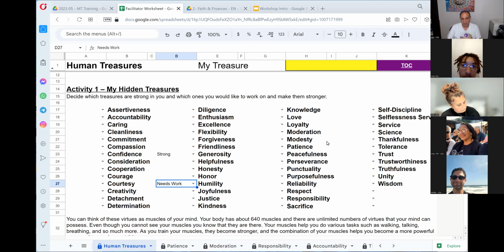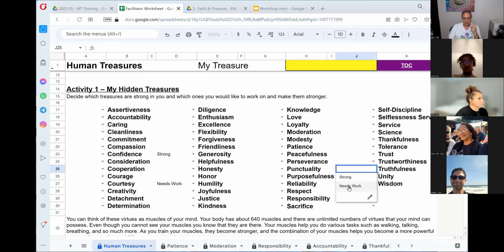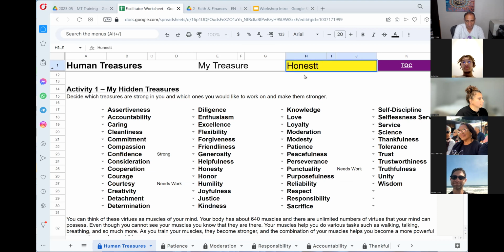So you can select as many as you want, as few as you want, but at least select 3 in each category, 3 strong ones and 3 that need work. And then pick one of the ones that you really want to work on. Whether it has anything to do with finance or not, just concentrate on it. So for me, I think there are honesty and truthfulness, especially in our system. It's very difficult to be truthful and honest with our taxes here in the US. So I'm going to put that in here. Honesty is the one that I'm always challenged with.